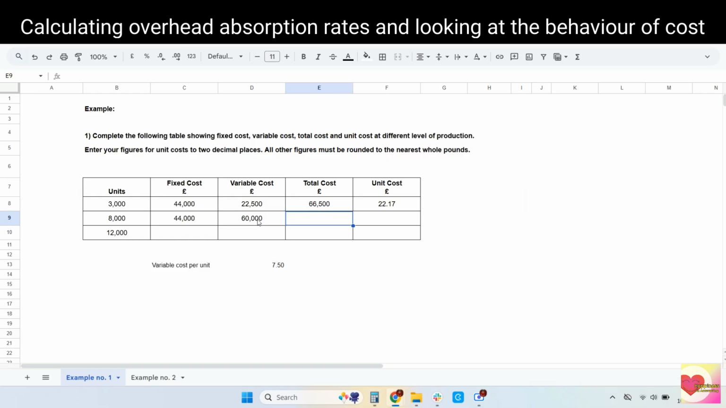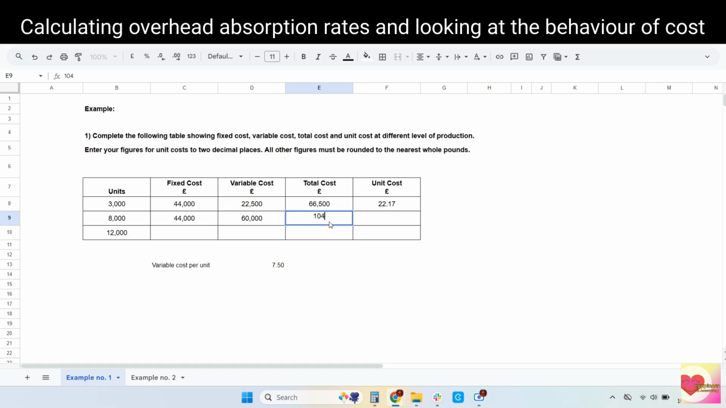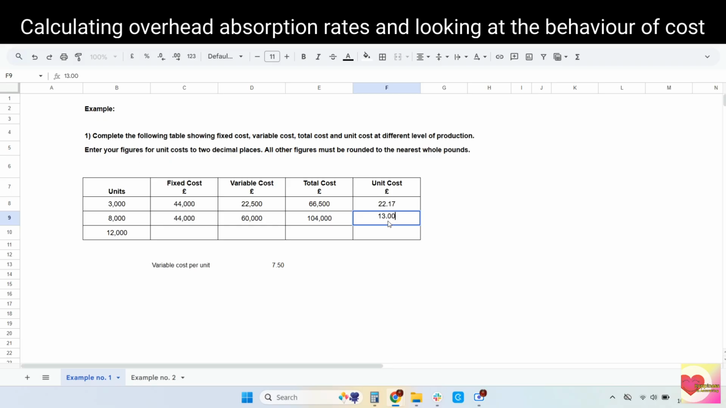Let's go to the total cost. The total cost is just the total of fixed cost, 44,000, plus variable cost, 60,000, and we got 104,000. So this is our total cost. Next, let's go to unit cost. Unit cost is the total cost, 104,000, divided by the number of units, which is 8,000, and we got 13. So this is our unit cost.